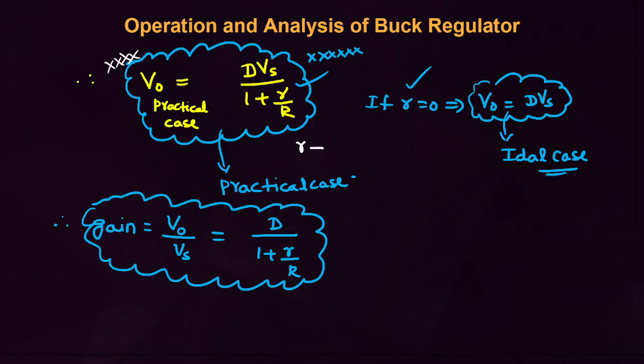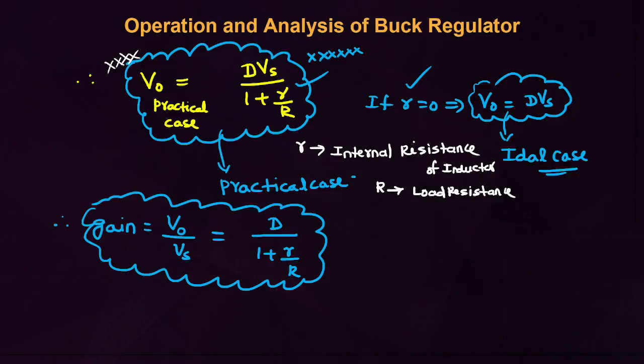What is the small r here? Internal resistance of the inductor. What is the capital R? Capital R is the load resistance. This is the practical case average output voltage. This is the ideal case average output voltage.